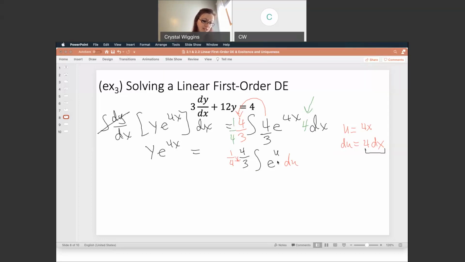And I then take the antiderivative of e to the u, which hopefully we all know is e to the u. So I get 4/12, which I will reduce, e to the u plus c, which reduces to 1/3 e to the 4x when I replace u with its original representation of 4x, plus c, is equal to this left side. We are ready to solve for y now. In order to solve for y, we will divide both sides by e to the 4x.